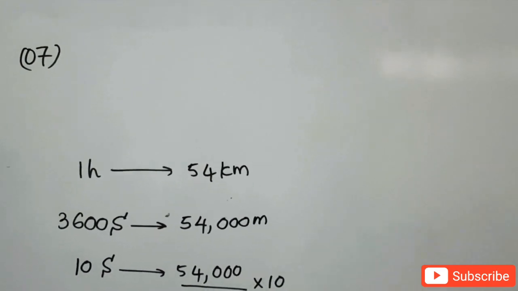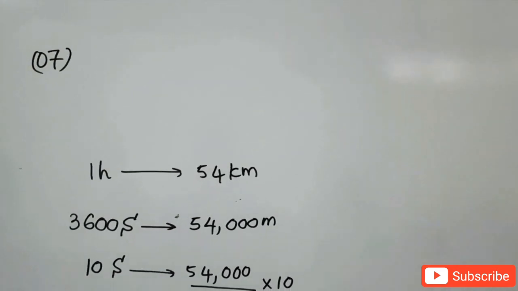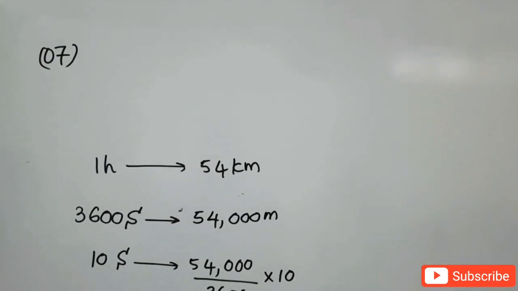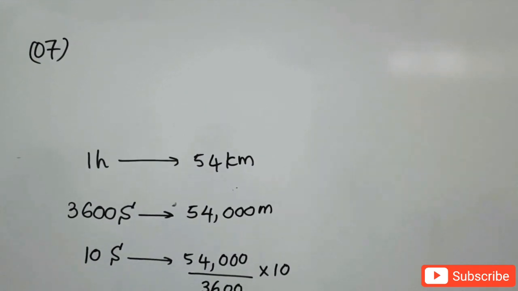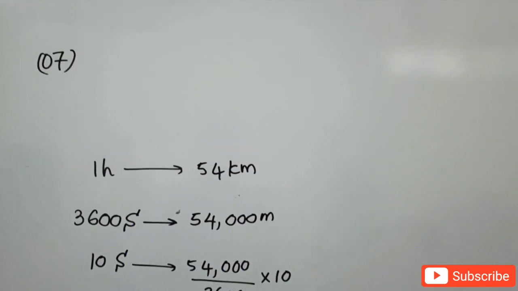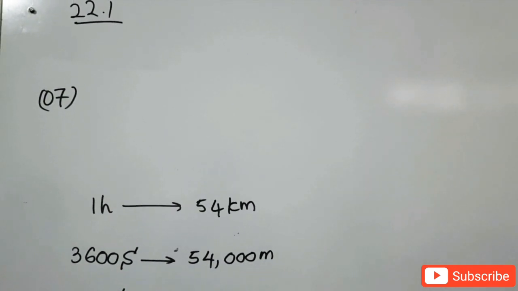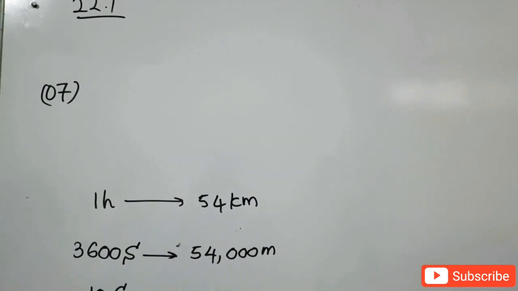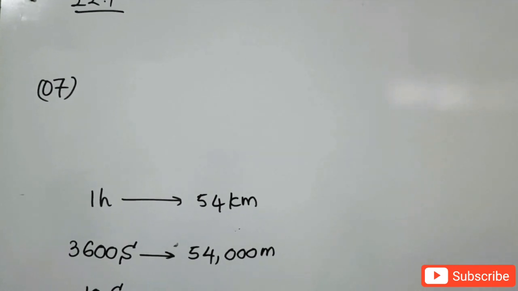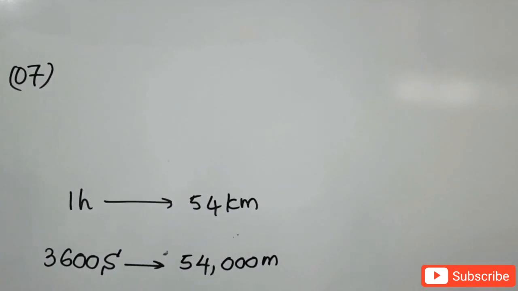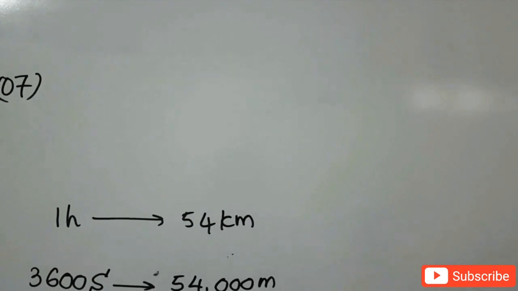Let's see the last sum of the exercise, the seventh one. If the time taken by a train to pass a signal post is 10 seconds when it is traveling at a uniform speed of 54 km per hour, find the length of the train. Now, when we are doing this, come, let's see how this signal post and the train behave.